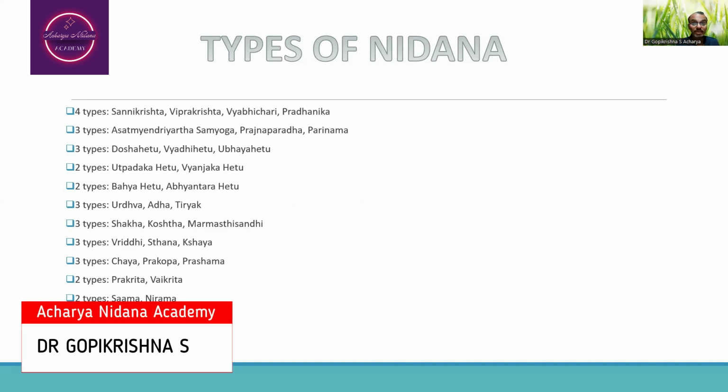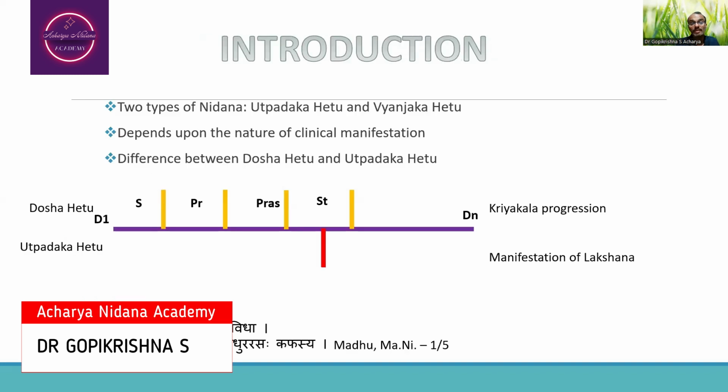2 types: Prakrita and Vaikrita. 2 types: Sama and Nirama. And 1 type, that is Ashayapakarsha. Each of these is classified based on a specific utility. So we are going to learn about these different utilities as and when we discuss these different types of the Nidana.